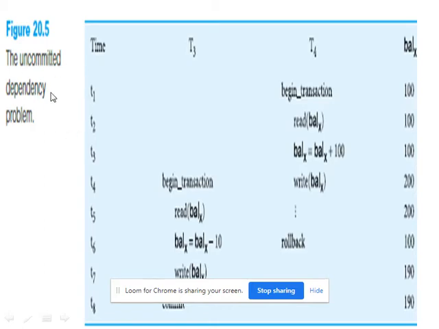What is this problem? The uncommitted dependency problem, the second one that may arise due to concurrent transactions, that is the dirty read problem. The first two problems we have seen in these examples concentrate on transactions that are updating the database, and their interference may corrupt the database.